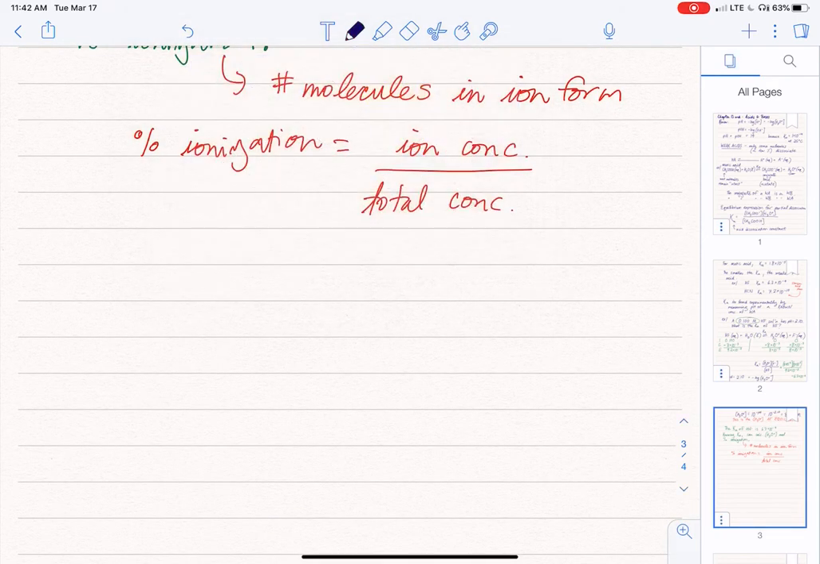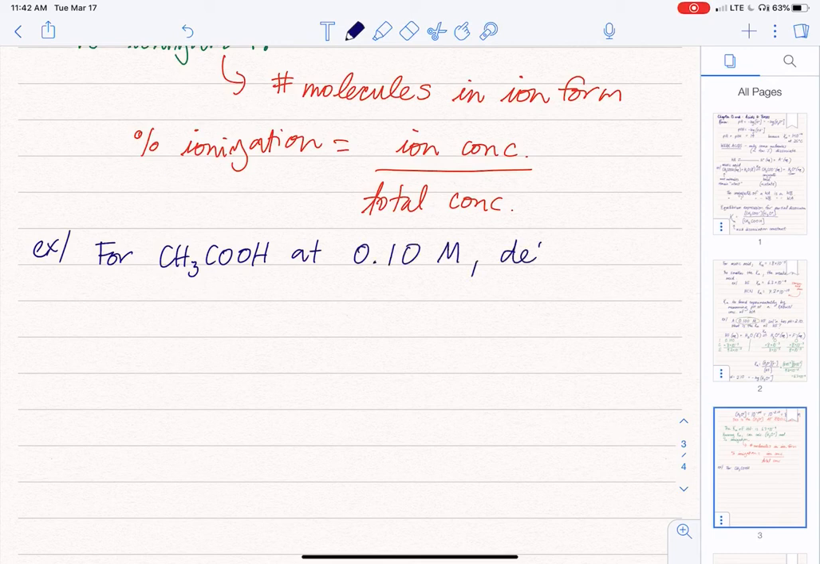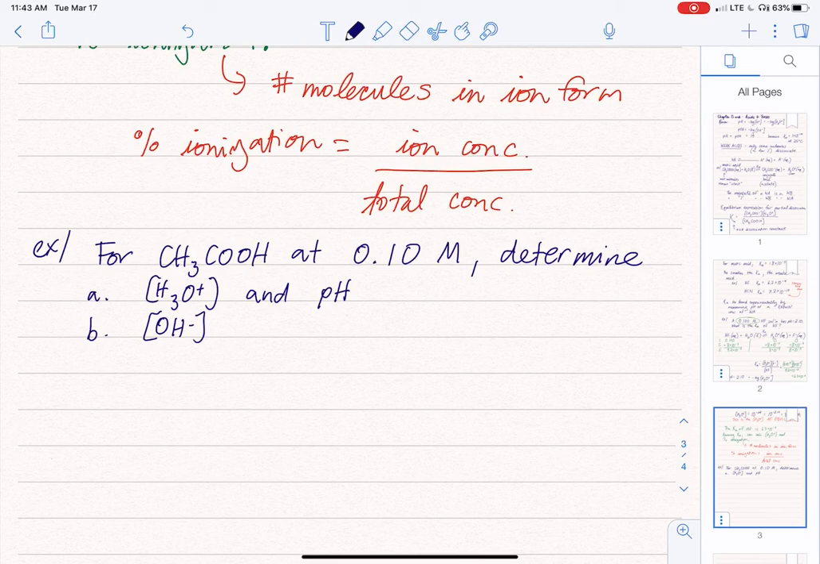Here I'm going to do an example using acetic acid. If we take acetic acid at 0.1 molar concentration, can we determine the following? First, I want the hydronium ion concentration, which is nearly synonymous with pH, so both of those. Can I get the hydroxide concentration? And can I get the percent ionization as defined above?